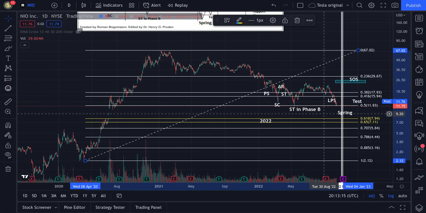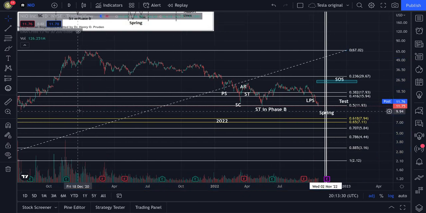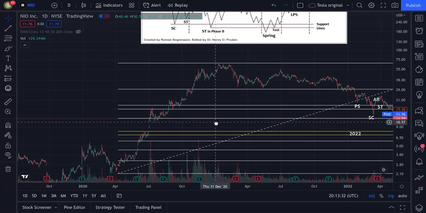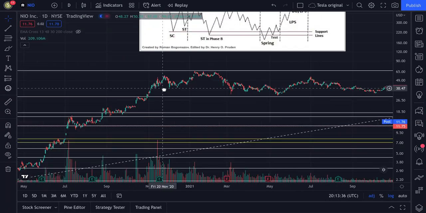NIO's golden pocket is at $7.94 and $7.11. That's the 0.65 and the 0.618 retracement marks. Now, that's a big drop for NIO to come down to the sevens. I know that sounds unlikely and makes people feel uneasy, but here's something else I noticed.